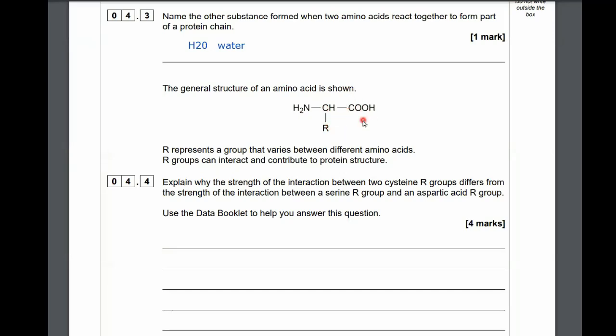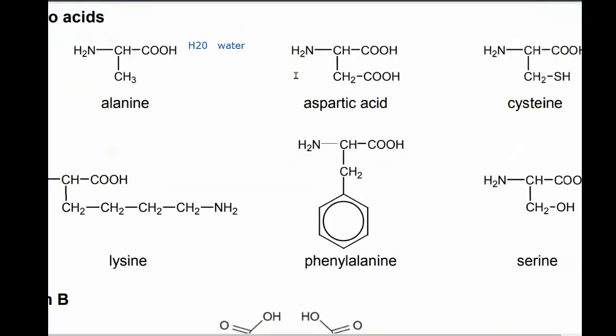Right, the general structure of amino acid is shown: H2NCHCOOH with an R group. R represents a group that varies between different amino acids. R groups can interact and contribute to protein structure. 4.4. Explain why the strength of the interaction between two cysteine R groups differs from the strength of interaction between an aspartic acid R group and another.